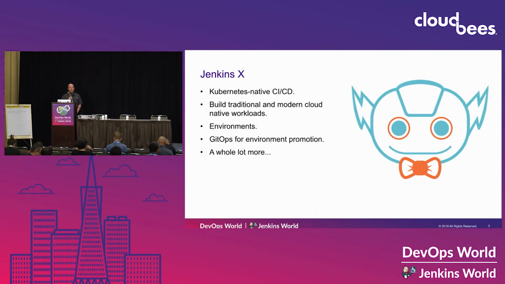So I'm gonna move very quickly through what Jenkins X and Tekton are, because I'm not here to talk about the opinionated pipelines, about promotion and environments. I'm here specifically to talk about how pipelines in Jenkins X work and how you write them. But just quickly, in case you didn't know and walked into the wrong room, Jenkins X is Kubernetes native CI and CD for building traditional and modern cloud-native workloads. Provides you with environments, GitOps for promotion, and a lot more.